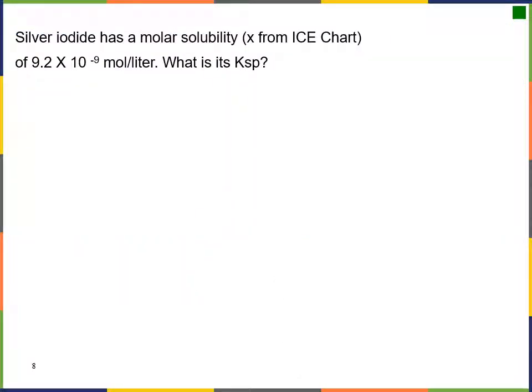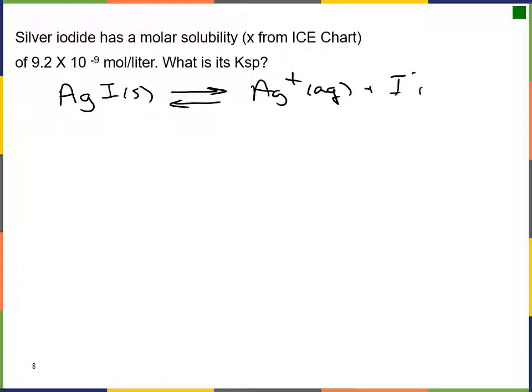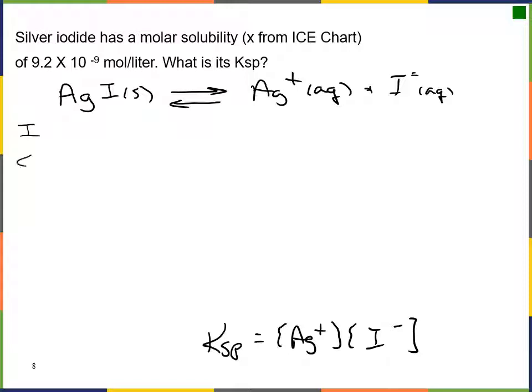So let's do one. Silver iodide has a molar solubility of 9.2 times 10 to the minus 9 molar. What is Ksp? So we know that silver iodide, AgI, is a solid. It's going to break apart into silver and iodide. And we know that our Ksp here is equal to the concentration of silver multiplied by the concentration of the iodide. So we're going to have an ICE because we have two arrows.